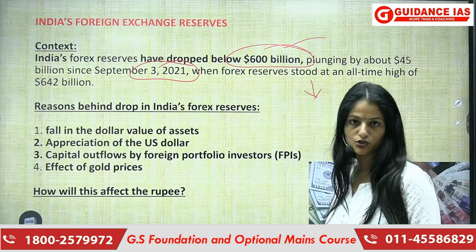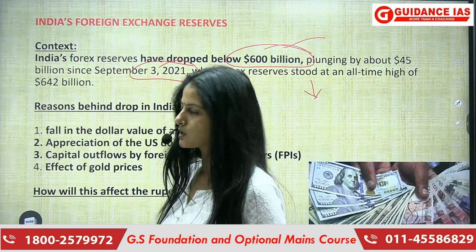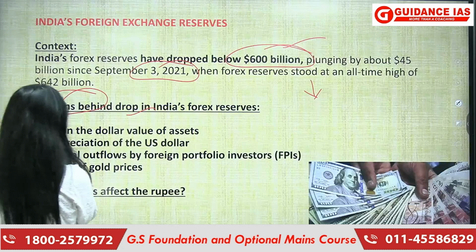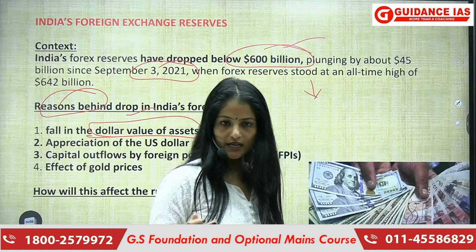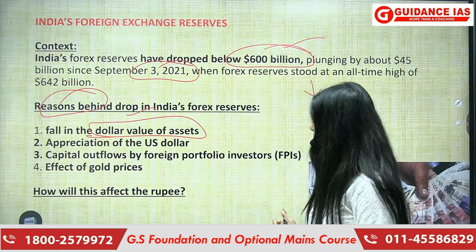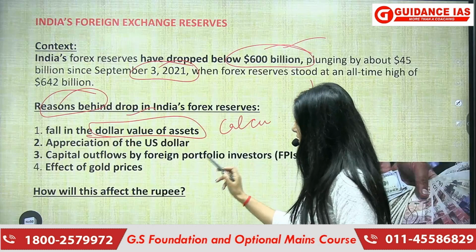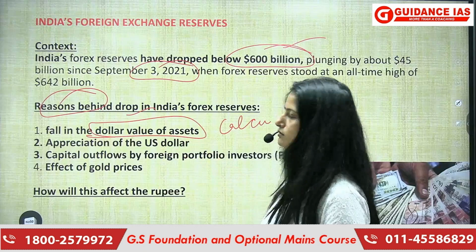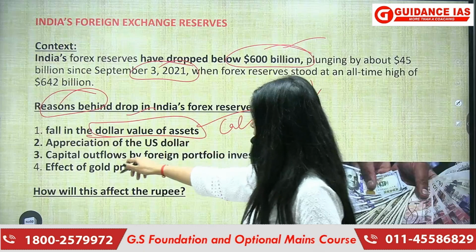What are the reasons for it and what could be done are the two aspects we'll be dealing with in today's lecture. Let us first see the reasons behind the drop in India's forex reserve. The first one would be the fall in dollar value assets. When the RBI calculates the forex reserve in its balance sheet, the maximum portion of our forex reserve comes from the dollar value of assets. Okay? But now we have seen a fall in it. This has reduced, and why has it reduced?